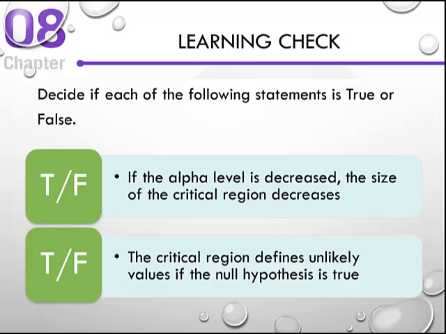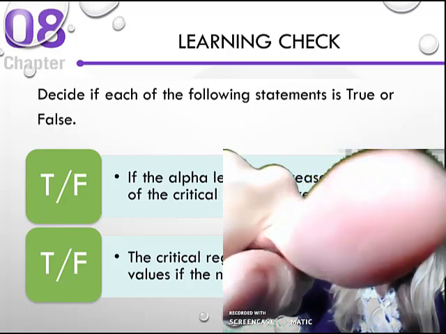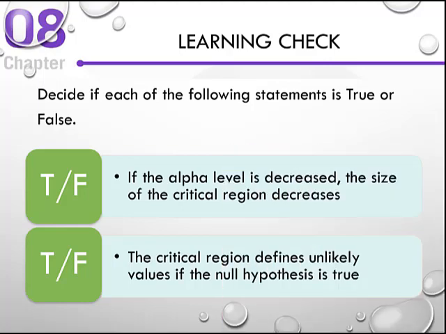True or false? The critical region defines unlikely values if the null hypothesis is true. So please press pause. This is also true because the critical region is the extreme on both sides, right? It holds the values that are unlikely if the null hypothesis is true.